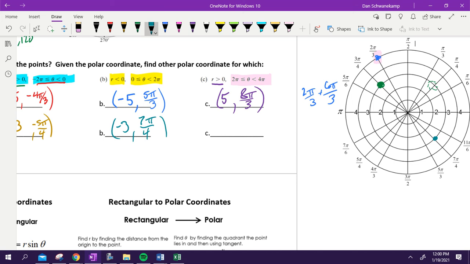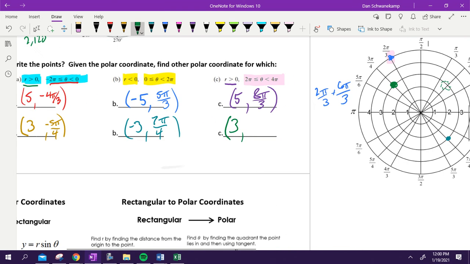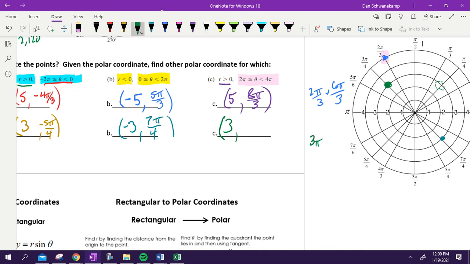Good. My last one. I want a radius greater than 0 and an angle bigger than 2 pi. What do you say for that one here, Jack? What do you say for your radius? Radius has to be 3. And then I want my angle to be bigger than 2 pi. So what did you have to do with your angle? Yeah, just add 2 pi. So he's got 3 pi over 4, and then he's adding 2 pi. So it's like adding 8 pi over 4. It gets you 11 pi over 4. That's what I'm looking for.